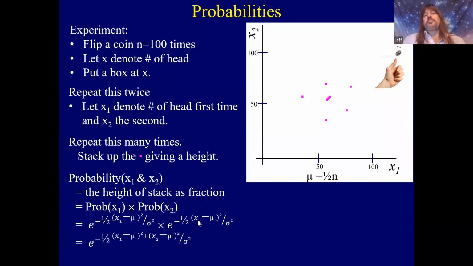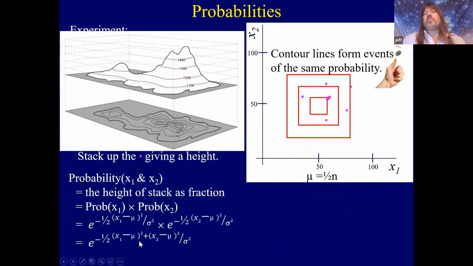And when you multiply here, one way to multiply is you add the exponents, for those of you who are up for that kind of math. And so this is our equation, and you might say, well, what are we going to do with that? Well, let's first try to understand this probability distribution by drawing contour lines.